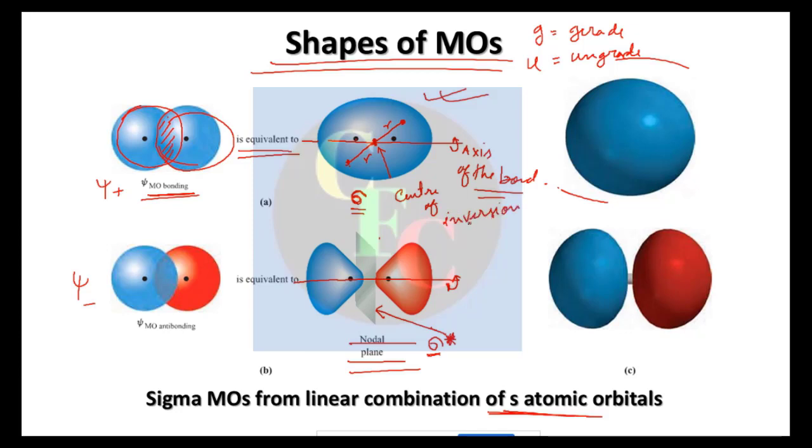This kind of system is said to have a center of inversion, and if you have a center of inversion, then you have G or Gerade. But in the case of anti-bonding sigma, suppose this is the center. If you start from here and go there, what do you find? It is the opposite phase. It was blue, here it was red. That means it is an opposite phase. So this is not a center of inversion. That means it is Ungerade, which is U.